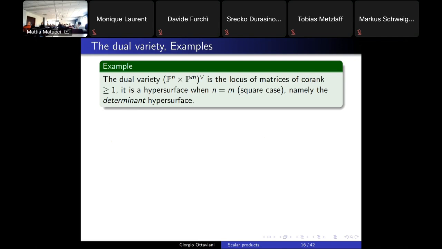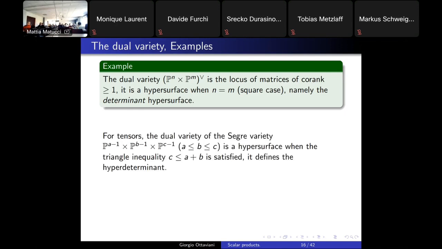It's interesting because it gives a definition of the determinant that is completely geometrical. You don't need to know anything about linear algebra, you just know geometry and you know the Segre, and here you define a hypersurface, and its equation is exactly the determinant. So it gives a geometrical interpretation of the determinant, which is quite interesting.